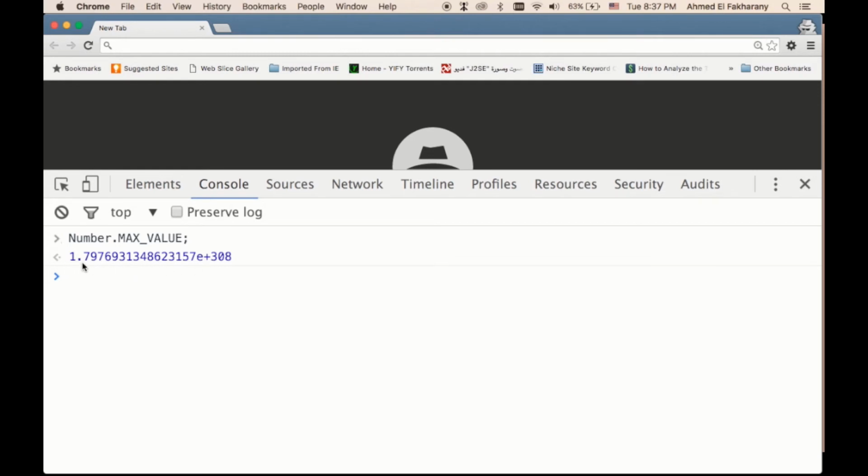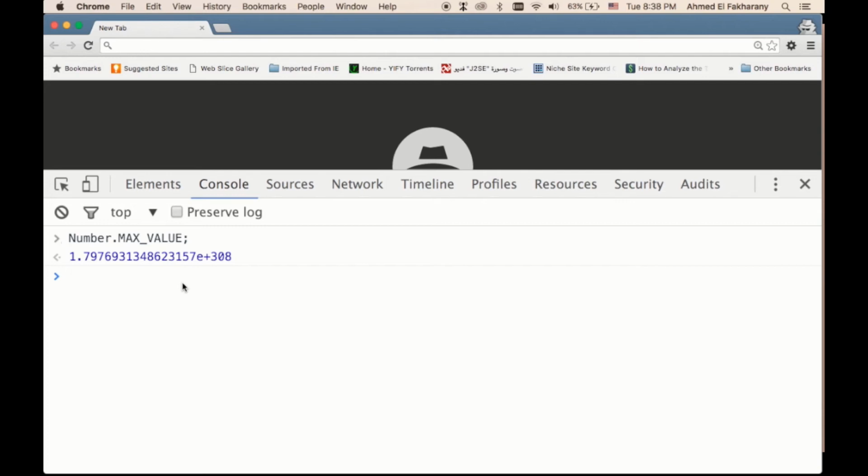It is this number multiplied by 1, and at the right of this one is 308 zeros. This is just a number that I cannot imagine somebody can get even near it. So JavaScript has a very generous upper limit for numbers. You can rest assured that whatever mathematical operations you're going to use will be handled correctly and effectively by JavaScript.